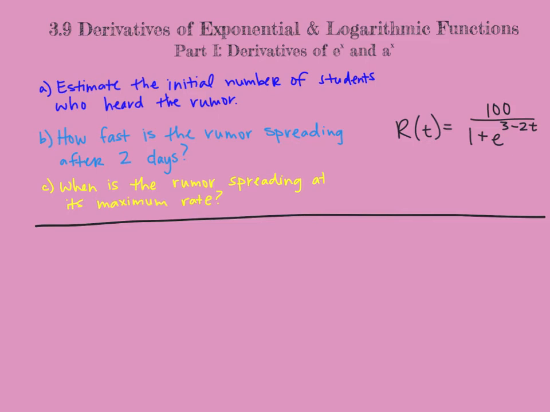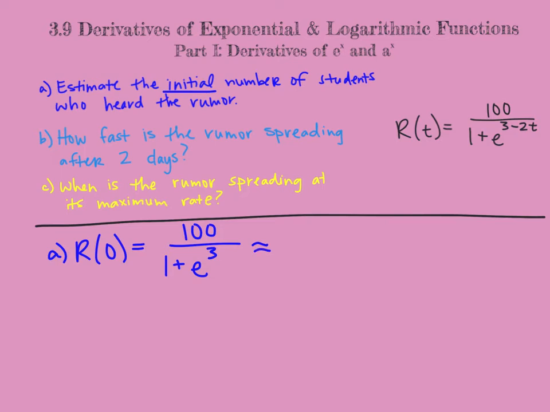Now, initial number of students means at the very beginning. So that means when time is 0. So it's going to be r of 0. And you will need a calculator for this problem. So just be sure that you are able to use a calculator to plug in 0. So we're going to have e to the 3 minus 2 times 0. So it's just going to be e cubed when we plug in 0 for t.